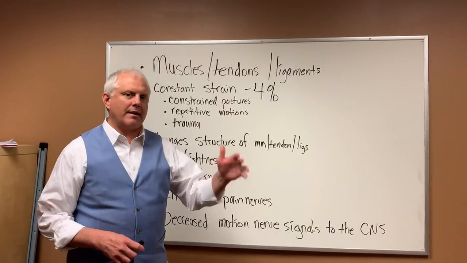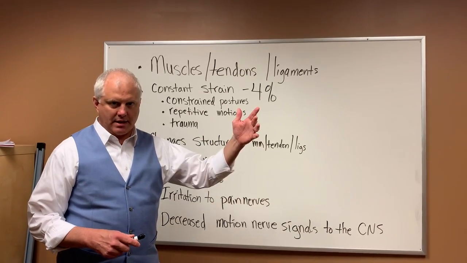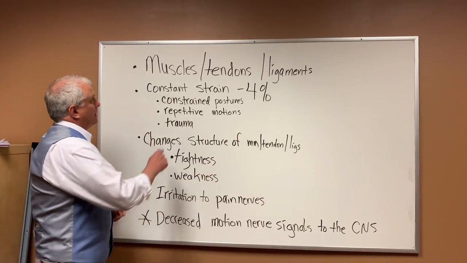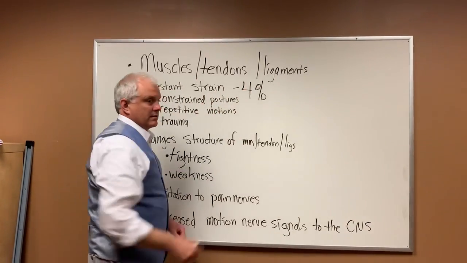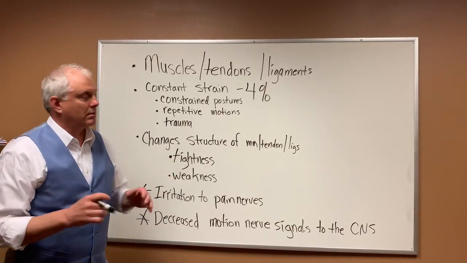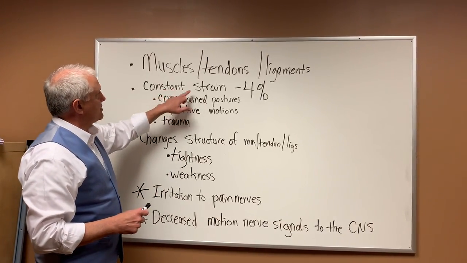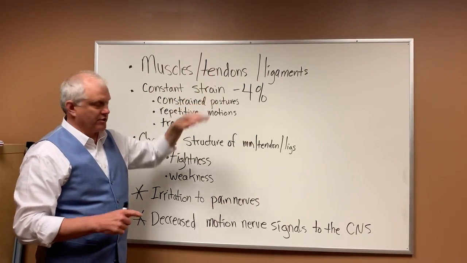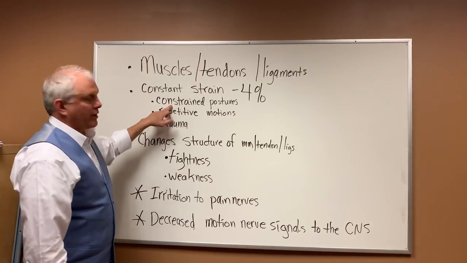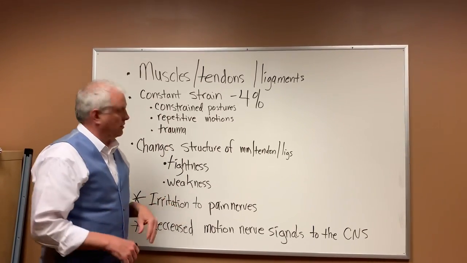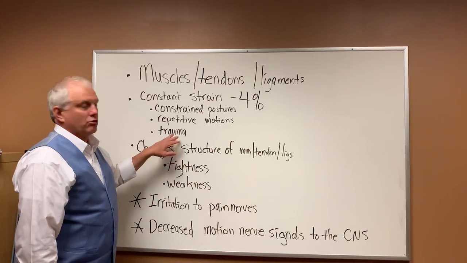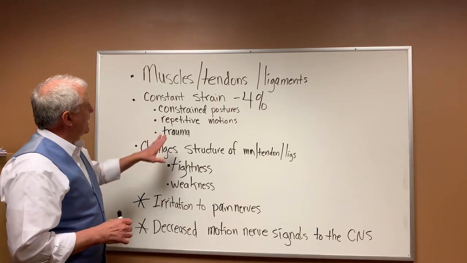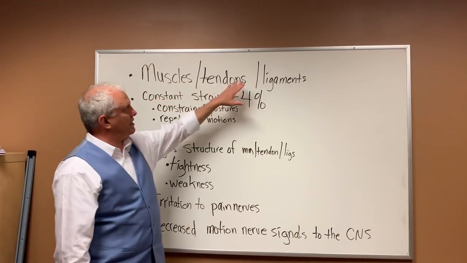I felt I wanted to elaborate a little bit more on what I talked about last week relative to pain production. So here we go. It's the most common cause of pain. We have muscles and tendons and ligaments. They're flexible tissues, but they have constant strain on those tissues in virtually everything we do. Constrained postures. Who doesn't sit at the computer for too long? Repetitive motions. Trauma, micro, small traumas or large traumas, create excessive strain on these flexible tissues.